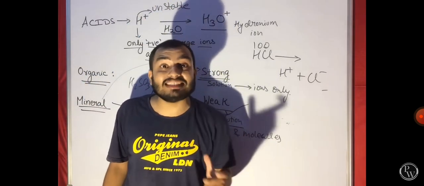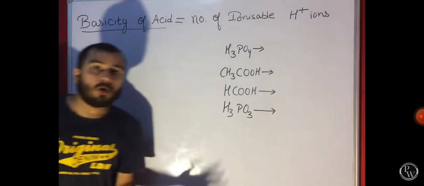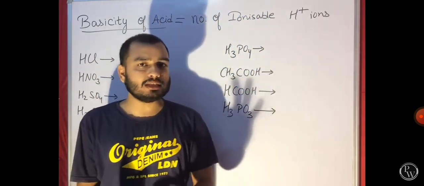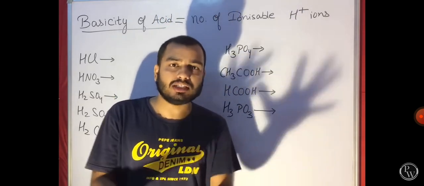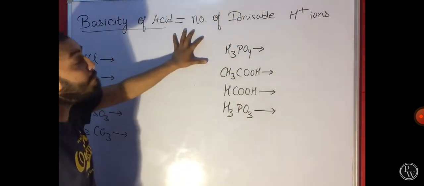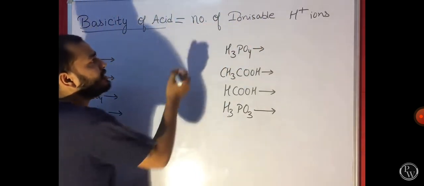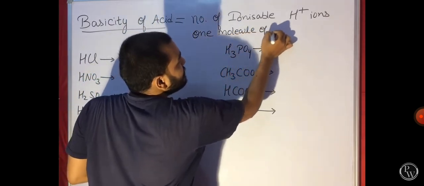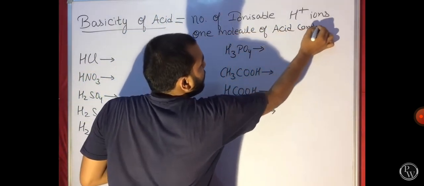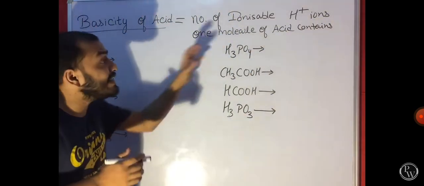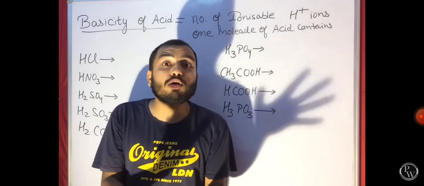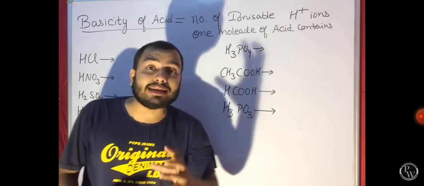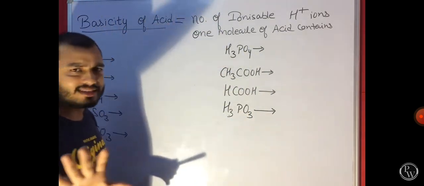Now let us discuss basicity. Let us see what is basicity of an acid. Basicity of an acid is the number of ionizable H plus ions one molecule of acid contains. It is not the number of hydrogens. The number of hydrogens is something different and the number of ionizable H plus ions is different. Let us start discussing it.